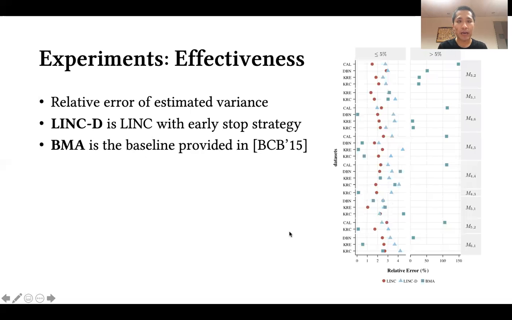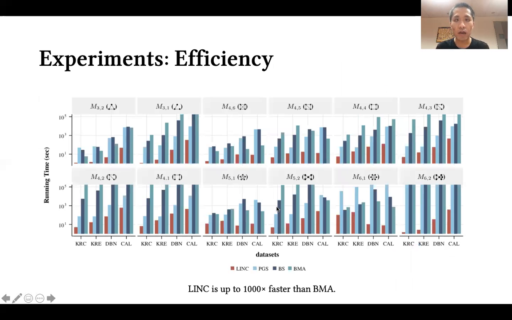In the experiment part, to evaluate the effectiveness of the algorithm, we evaluate the relative error of the estimated variance. From the result, we can see that our algorithm can always provide a high quality result with the relative error within 5%, which is much better than the baseline method. For the efficiency part, our LINC algorithm is up to 1,000 times faster than the baseline method.